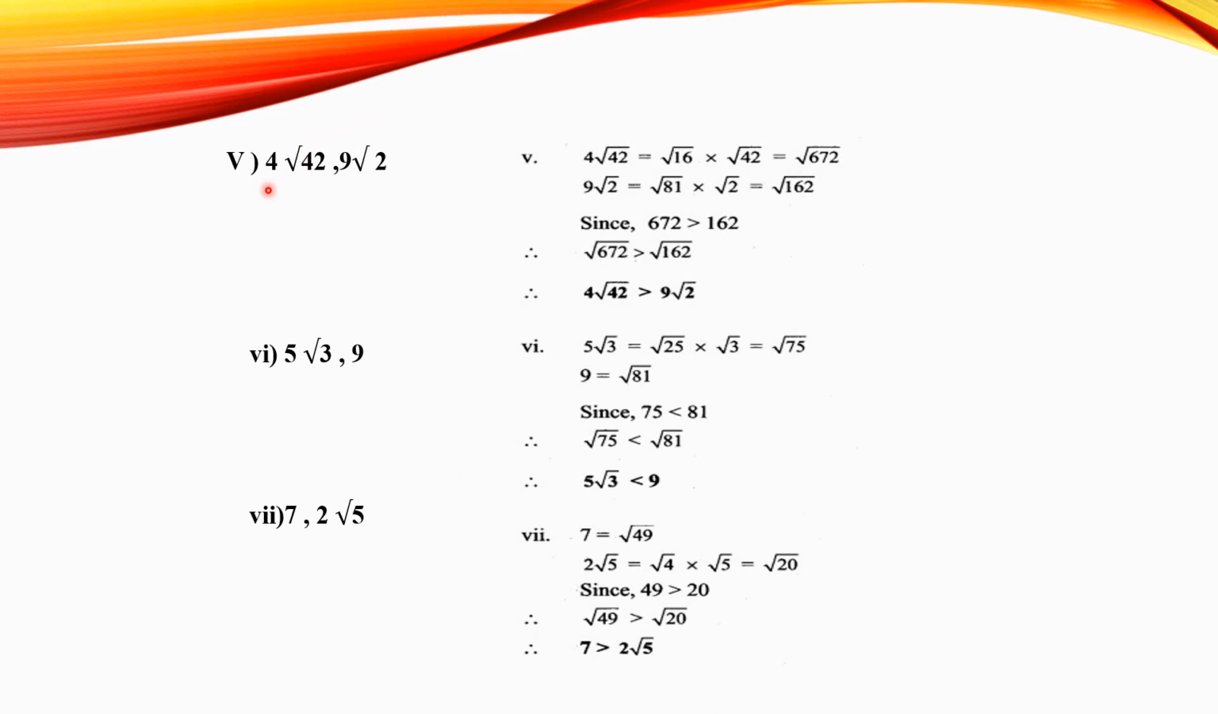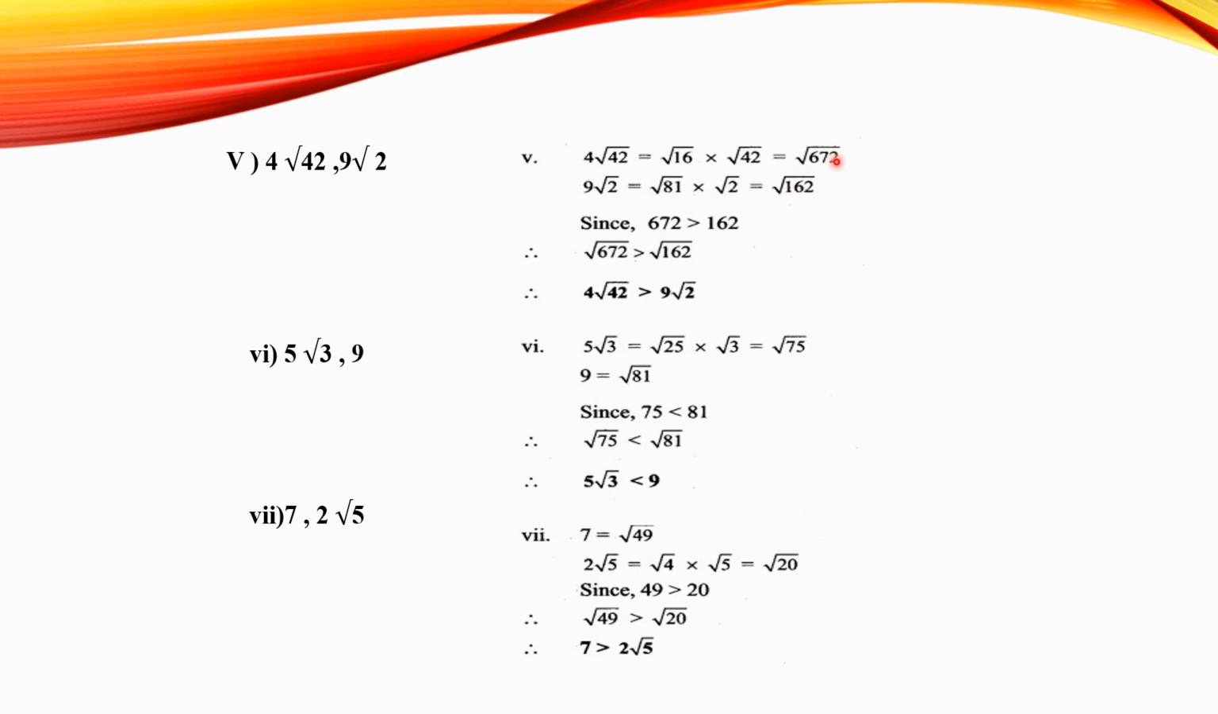Question number 5 is 4 root 42 and 9 root 2. When we take 4 inside the root, it will be square root of 16 multiplied by square root of 42. Multiplying 16 and 42, we get square root of 672. The next number, 9 root 2, can be written as square root of 81 multiplied by square root of 2, which is equal to square root of 162.